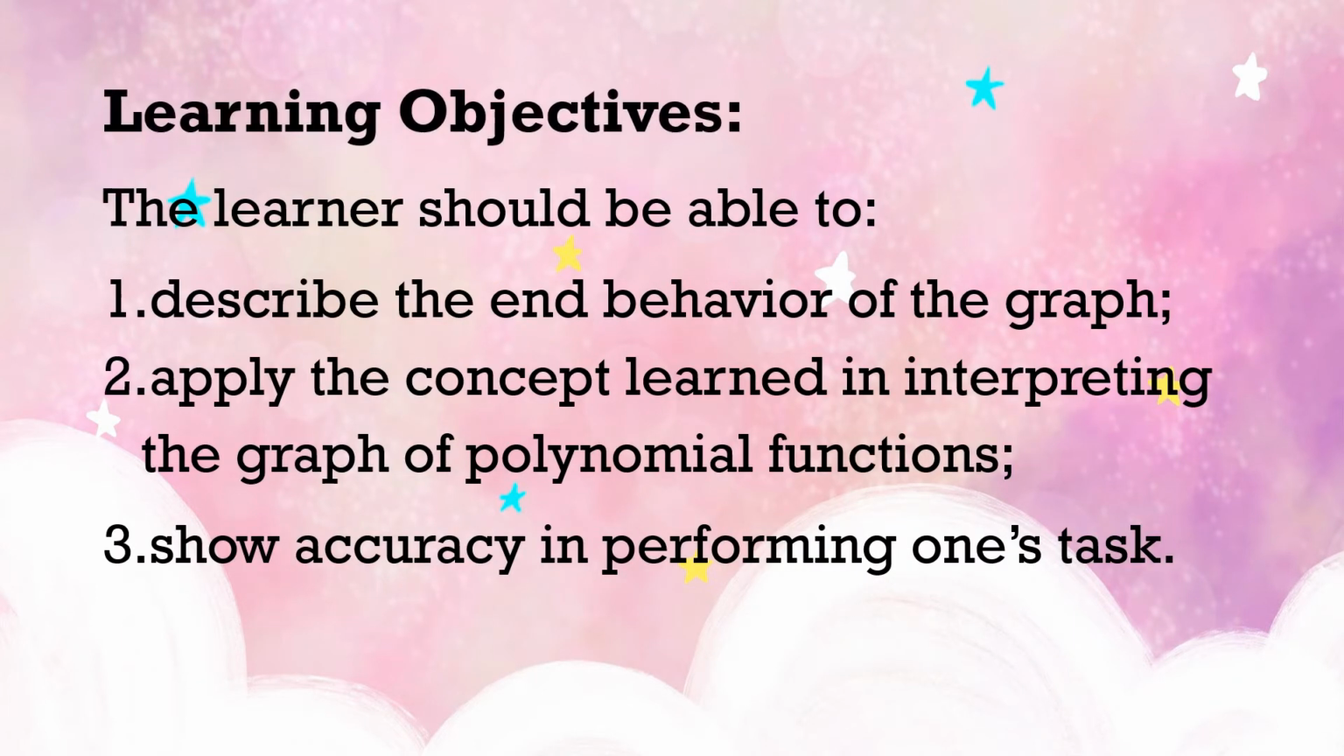The learning objectives are: the learner should be able to, number 1, describe the end behavior of the graph. Number 2, apply the concept learned in interpreting the graph of polynomial functions. Number 3, show accuracy in performing one's task.